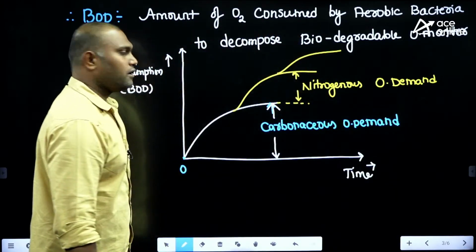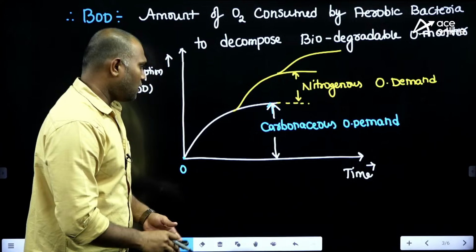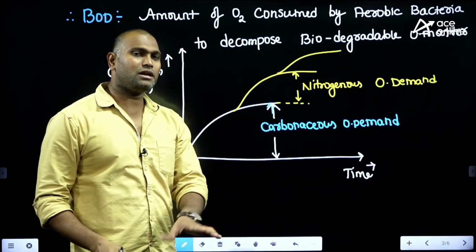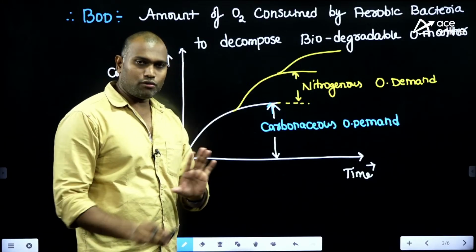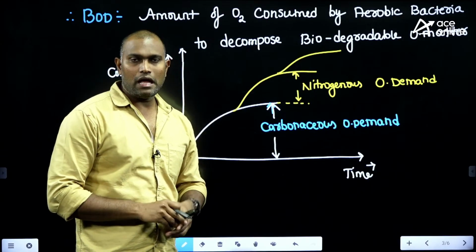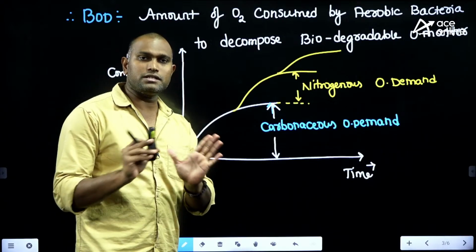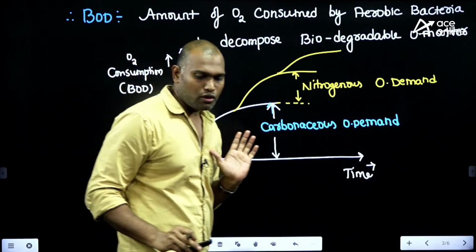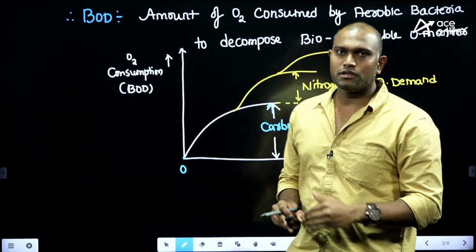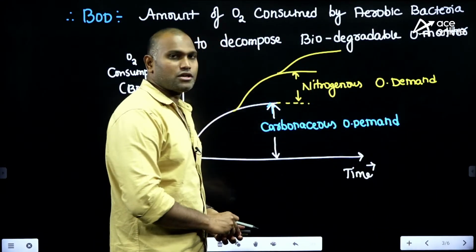Nitrogenous oxygen demand. But for all practical purposes, by the time this carbonaceous oxygen demand occurs, it is going to take around 30 to 40 days. I don't want to waste that much time. And in organic matter, the major component is also carbonaceous demand only, carbonaceous organic matter. So, I will not go for all the forms, I will go for only the carbonaceous oxygen demand.